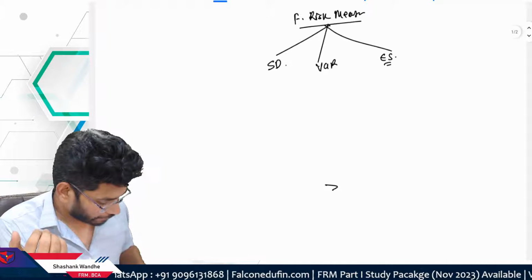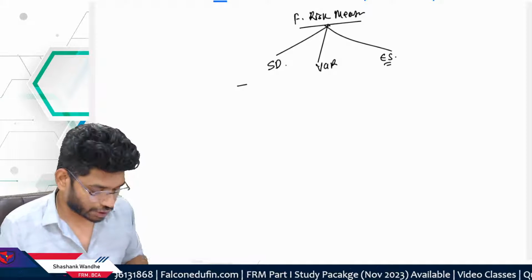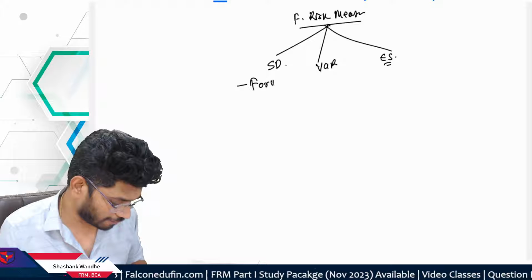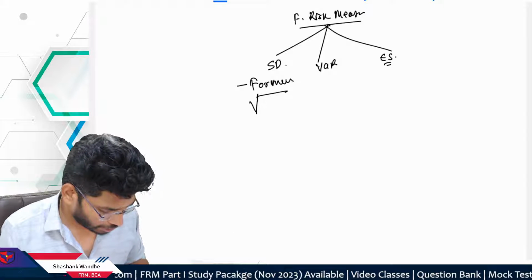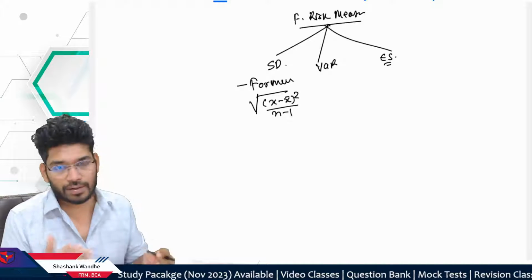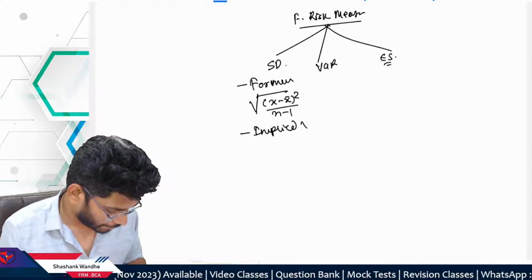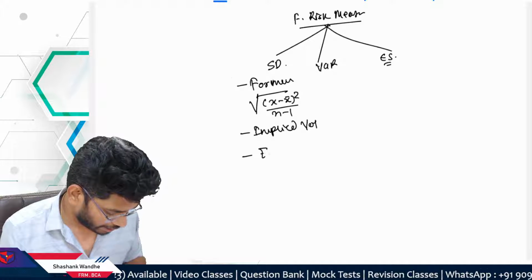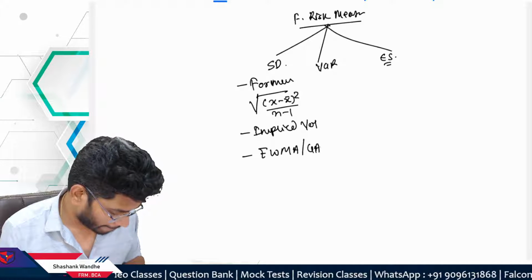If someone asks you to calculate the standard deviation, we know there are three methods. The first one is the formula, which we all understand: the square root of the sum of x minus x bar squared divided by n minus 1, assuming this is a sample. Second is the implied volatility. And third one is time series models, so EWMA and GARCH.